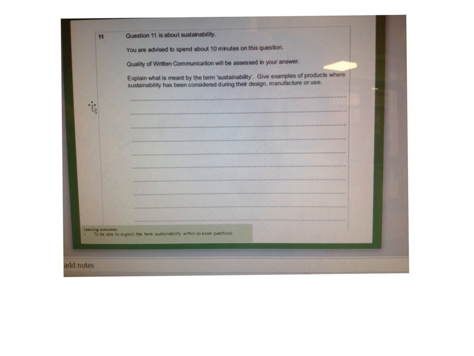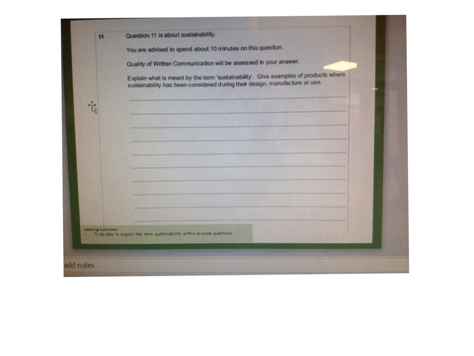Explain what is meant by the term sustainability. Give examples of products where sustainability has been considered during their design, manufacture or use. And we've just gone through some of these ideas on the last 2 slides, so have a go at this and see how you get on. You're looking to try and get 8 marks for this question, okay? So it'd be 8 things.